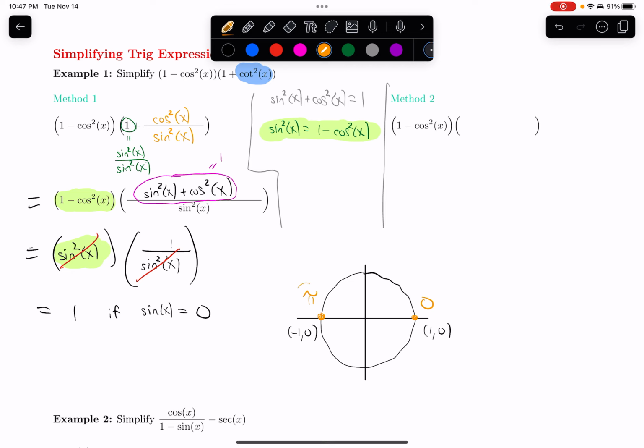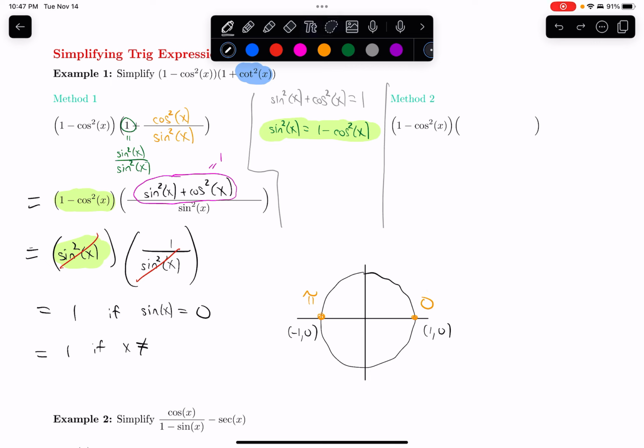Because these angles, like pi and 0, if x were to equal them, this denominator would end up equaling 0. And that would be bad. That would make it undefined. So overall, my expression just simplified to 1. And I just need to state the condition that as long as the angle, we're calling the angle x, is not equal to either of these angles.